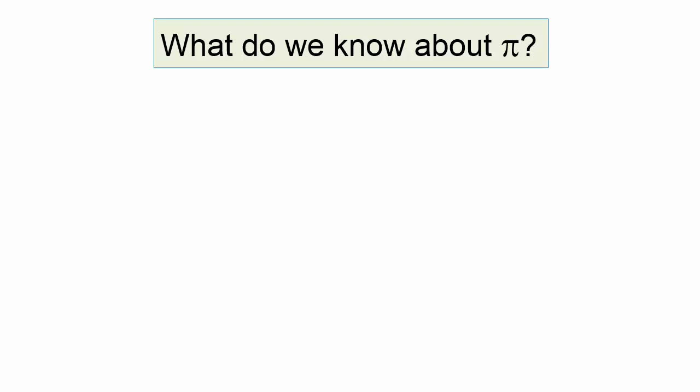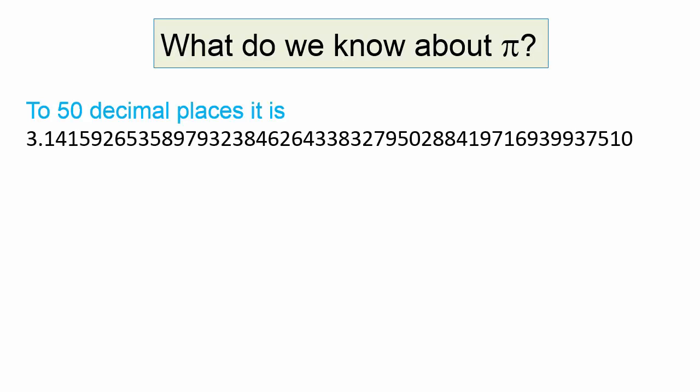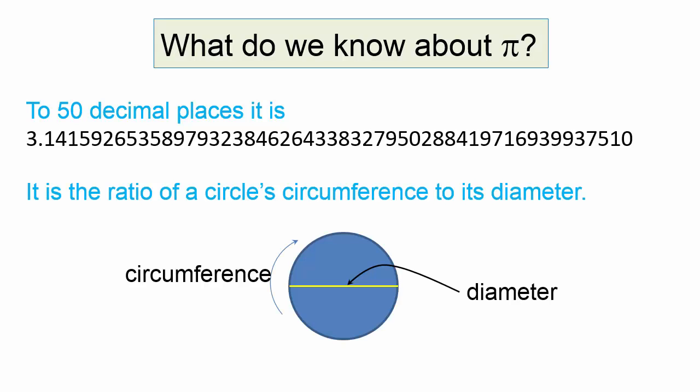Hi, what do you know about pi? You know the number 3.1415 and so on, a number that seems to go on forever, and there are many people that try to memorize as many of the digits as they can. Here is pi correct to 50 decimal places. What else can we say?